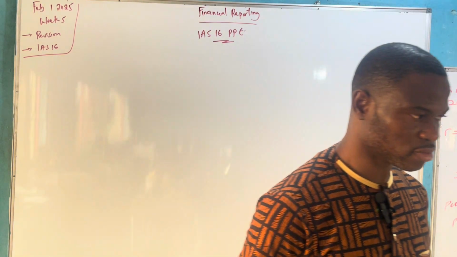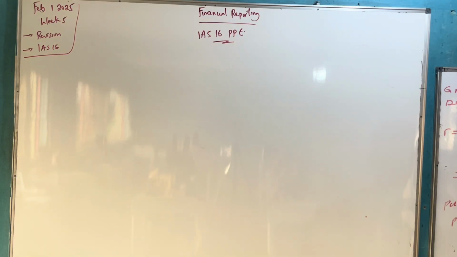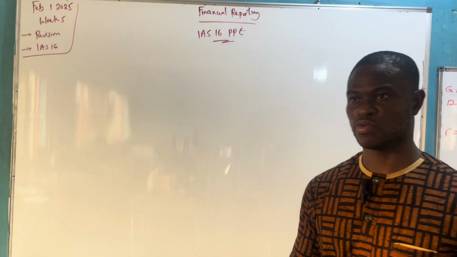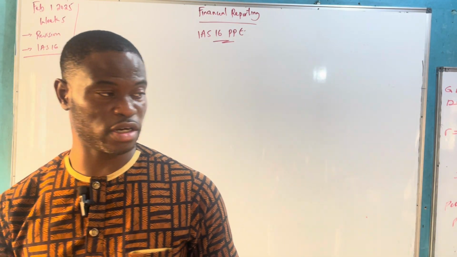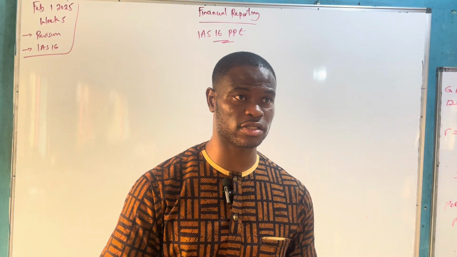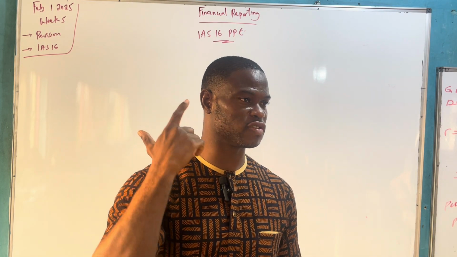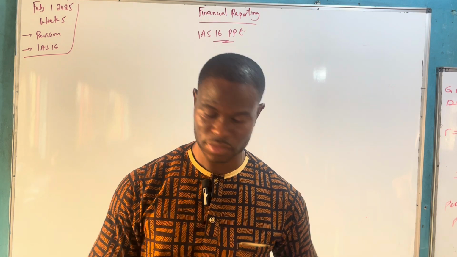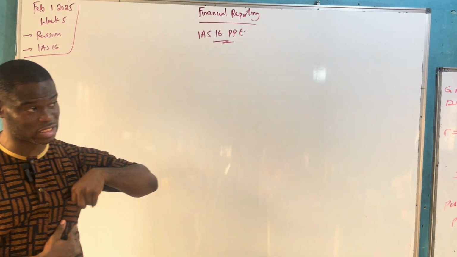Then finally, which was where we stopped last week, we looked at the systematic allocation, which is the depreciation method. And I told you that there are two depreciation methods. We have the straight line method and we have the reducing balance method. And that is where I stopped. I'm going to start from there today.